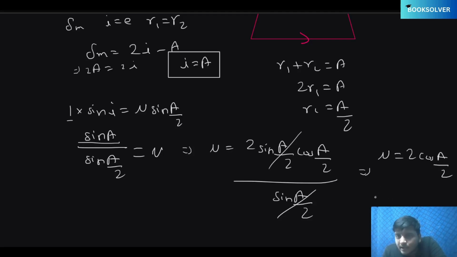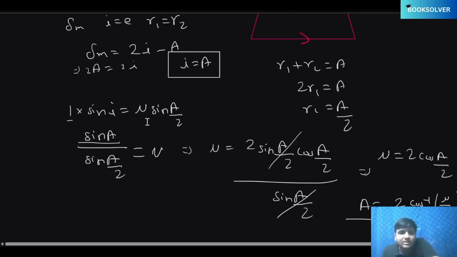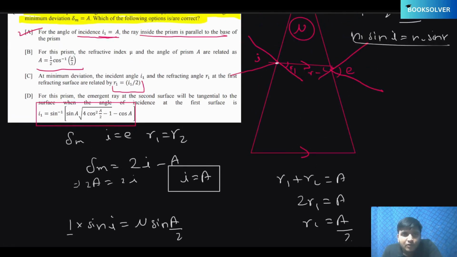If we do all the calculations here, we will get A is equal to 2 times cos inverse of mu by 2. So let's see whether it matches our option or not. Here it is written as half times cos inverse, but actually it is 2 times cos inverse of mu by 2.